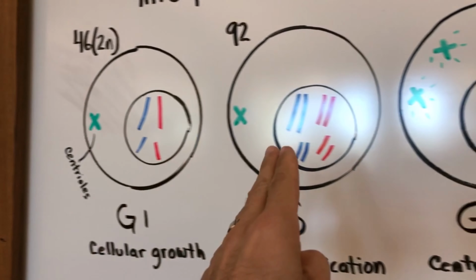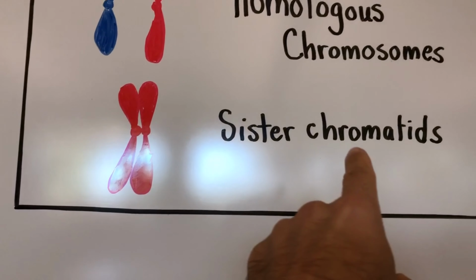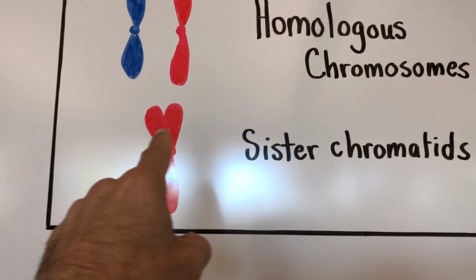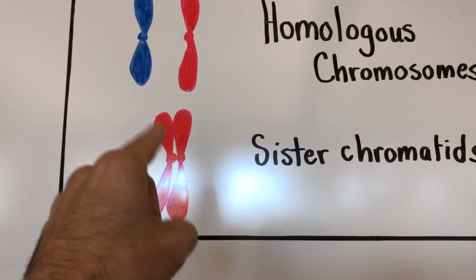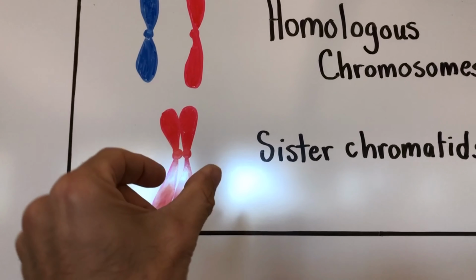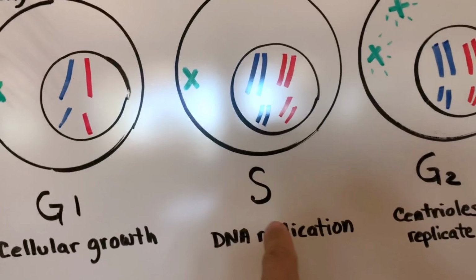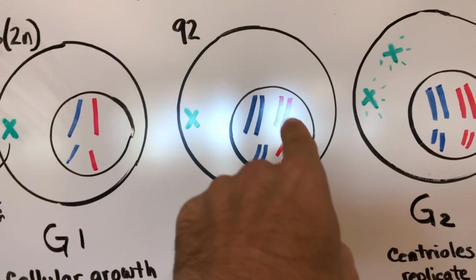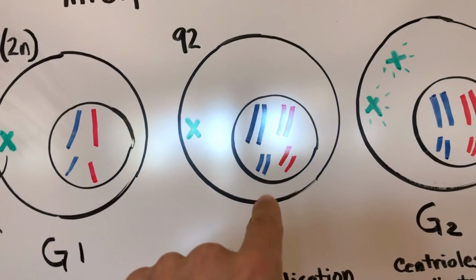Now, only after S phase, where the DNA has been replicated, do you have what is known as sister chromatids. This would be two identical copies of the same exact chromosome. So for example, that would be chromosome 7 from the mom, that would be chromosome 7 from the mom. They're both exactly identical in every way, and the sequence is identical. So at the end of S phase, you have sister chromatids formed, identical copies.